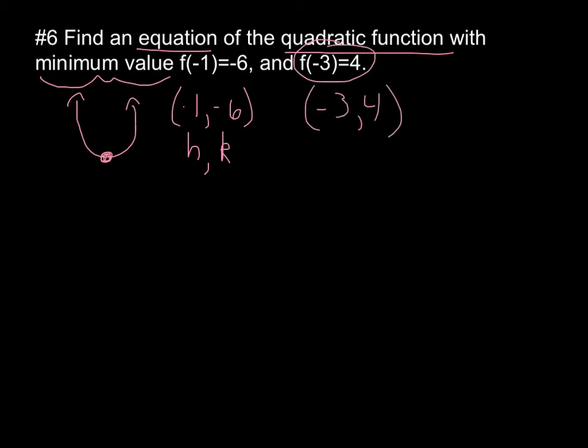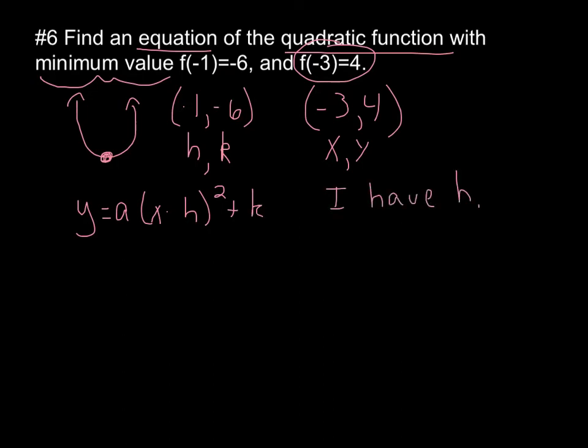Why am I rewriting the point? I don't know. That's silly of me. What I meant to put was x, y. So when it comes down to vertex form, which I'm going to put right here, hopefully you have this memorized. I'm going to make a note here. I have h, k, x, and y. The only thing I need is a.